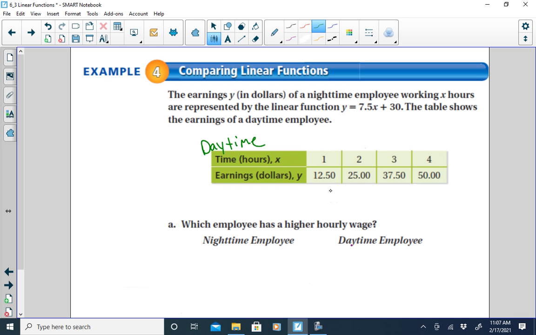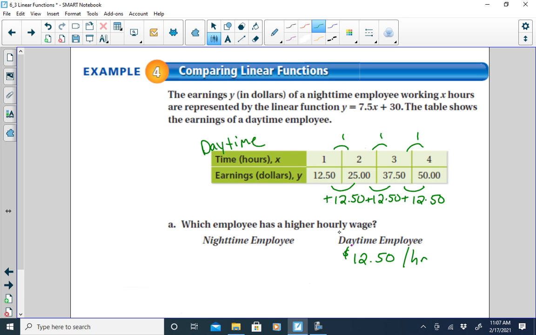Well, the daytime employee, let's see what's going on here. All right, and it looks like there is an increase of $12.50 every hour. Right, that's what we see here. An increase of $12.50 for every hour. So the daytime employee, they're making $12.50 each hour.